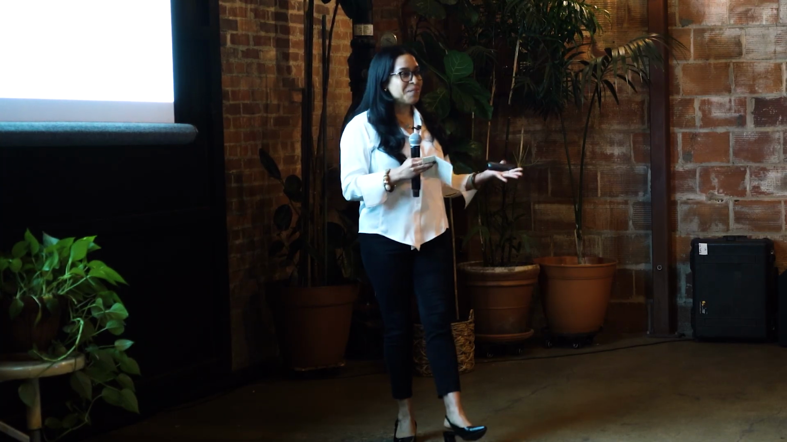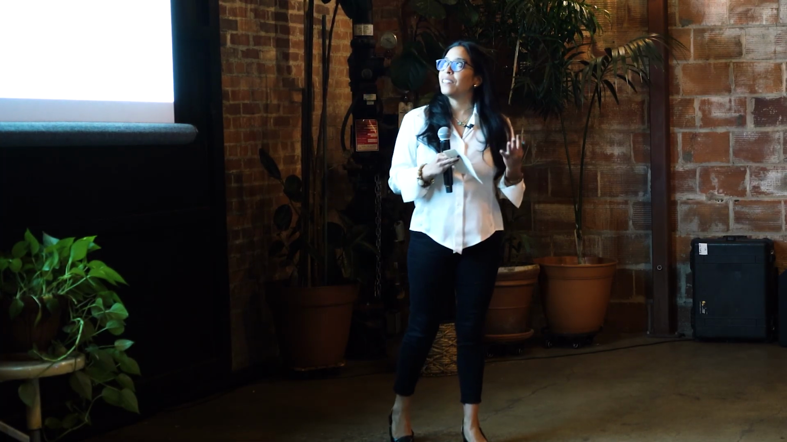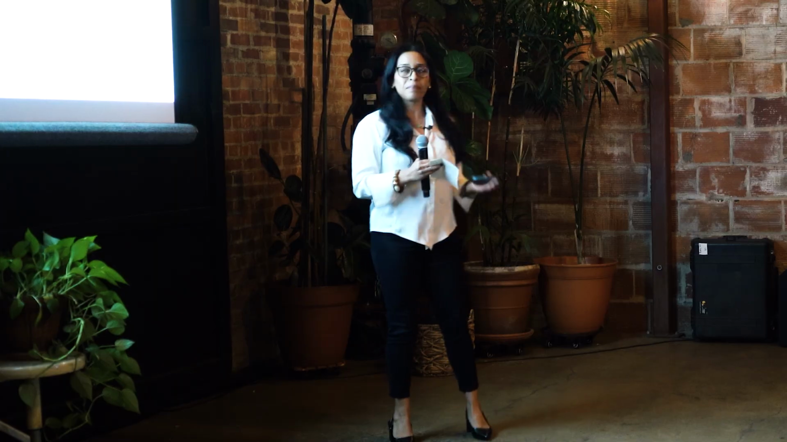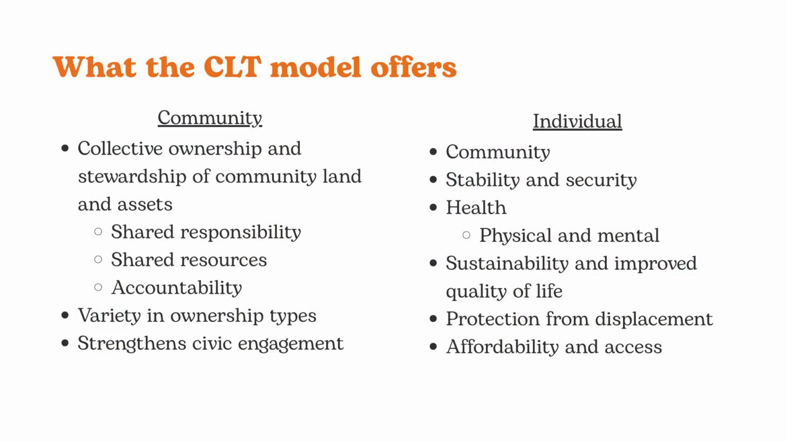But now the exciting part. What does the CLT model have to offer? Again, parsing it out for community level and then individual level. At the community level, we're talking about collective ownership and stewardship of community land and assets. A practice of shared responsibility, shared resources, accountability, because there's various parties involved, multiple stakeholders involved.